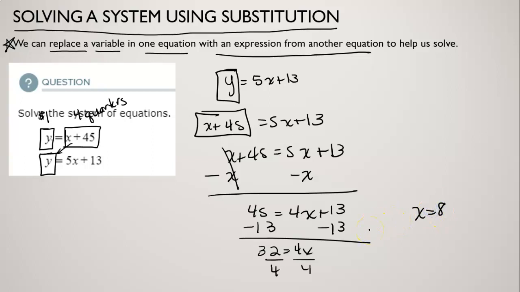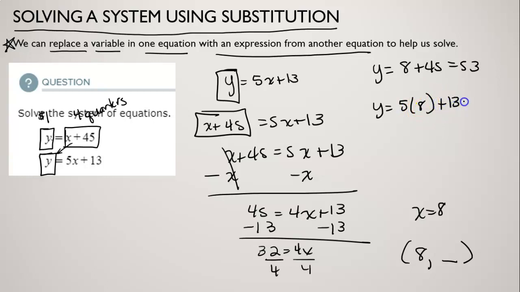But that is not the solution. Remember, our solution should be a point, 8 comma something. It doesn't matter which of these you use, you get the same answer. If you use the first equation, x plus 45 becomes 8 plus 45, which is 53. If you use the second equation, it's 5 times 8 plus 13. 5 times 8 is 40. 40 plus 13 is 53. In any case, your solution should be 8 comma 53.